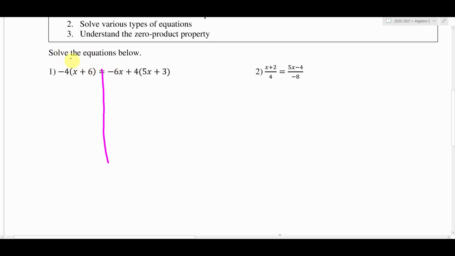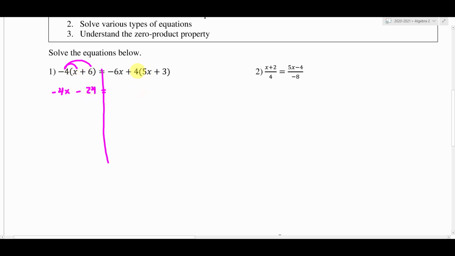All right. So here we go. Over here we've got parentheses. I want to get rid of these parentheses, and I'm going to use the distributive property to do that. So I'm going to take this -4 and distribute it to each term inside of the parentheses. What that means is I'm going to multiply each thing by -4. So -4 times x gives me -4x, and -4 times 6 gives me -24. Okay, so now the parentheses are gone, and this is a little bit easier to work with.